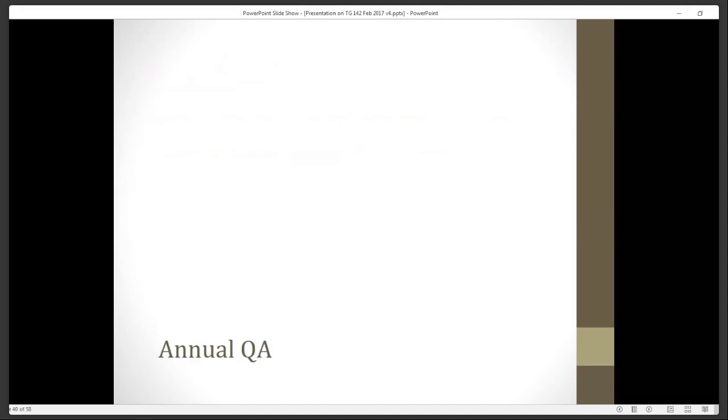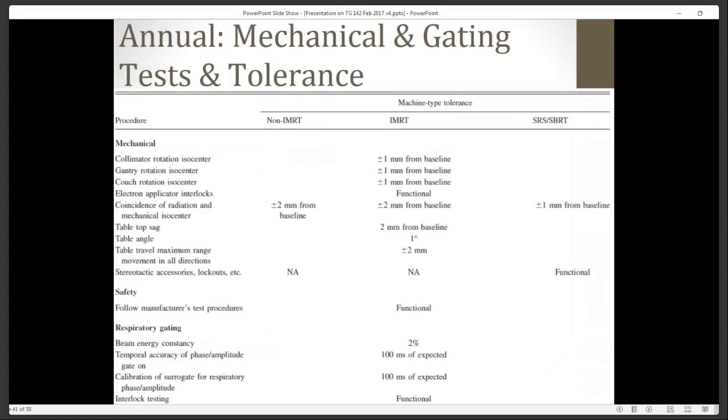All right, so let's move on to annual QA. And just a note here that these tests are mostly in addition to monthly tests, right? Because you're already testing all this other stuff on a monthly basis. So here we're looking at a lot of the annual tests, the stuff that's done in addition, but only on an annual basis. This table shows the mechanical and gating tests and tolerance for annual.